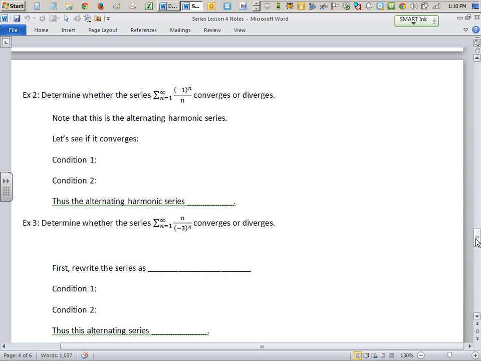You can find your alternator in this problem. It's the -1 to the n again. So there's your alternator. But here's the actual series that we're going to study: 1/n. That's the actual a sub n we're going to study. So a sub n is 1/n. Let's see if it converges. First, we take the limit. Is this 0?